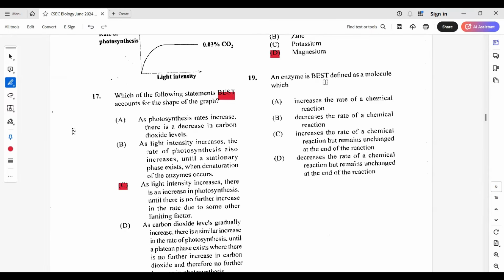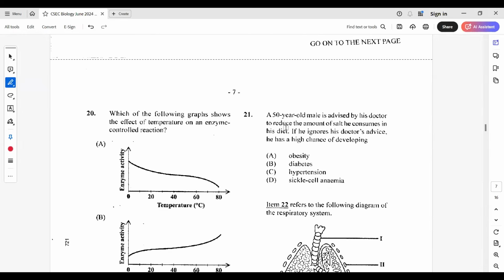19. An enzyme is best defined as a molecule which, and you read them carefully, increases the rate of a chemical reaction. That's true, but they ask for a best answer. So continue reading. Increases the rate of a chemical reaction, but remains unchanged at the end of the reaction. That's even better than A. So C is the best so far. Decreases the rate of a chemical reaction. No. Right? So it increases the rate. So C is the best answer for 19.